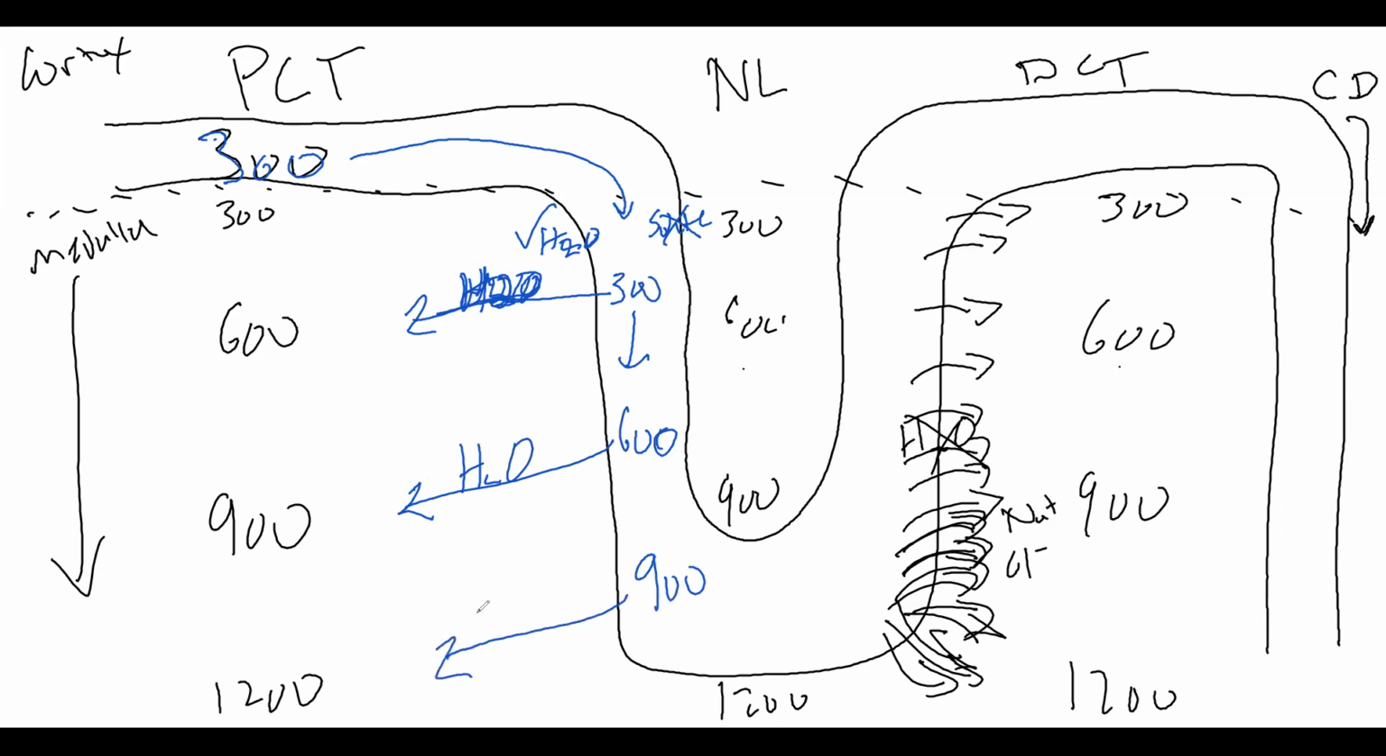Well, now it's being compared to 1200. Water moves to the area of the higher solute concentration, so water moves out. And then, of course, this fluid is going to end up being 1200, where it is in perfect equilibrium with the interstitial fluid. So let's just review what happened. Water left, so the volume went down in the descending limb. So you say that you are reabsorbing water.